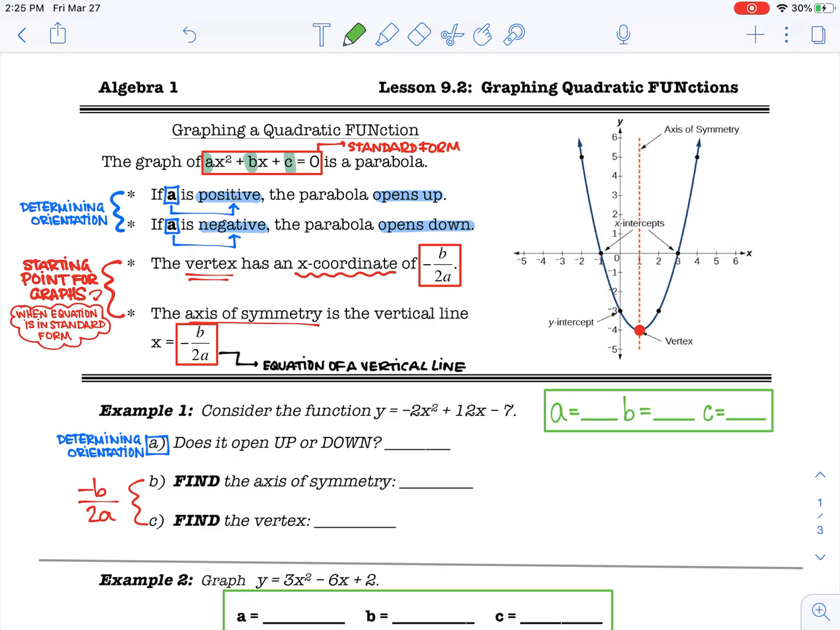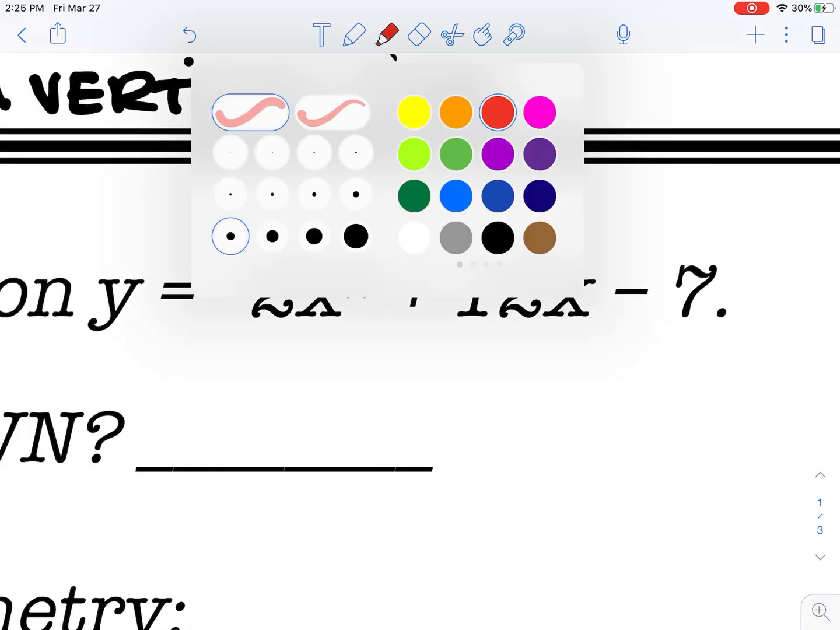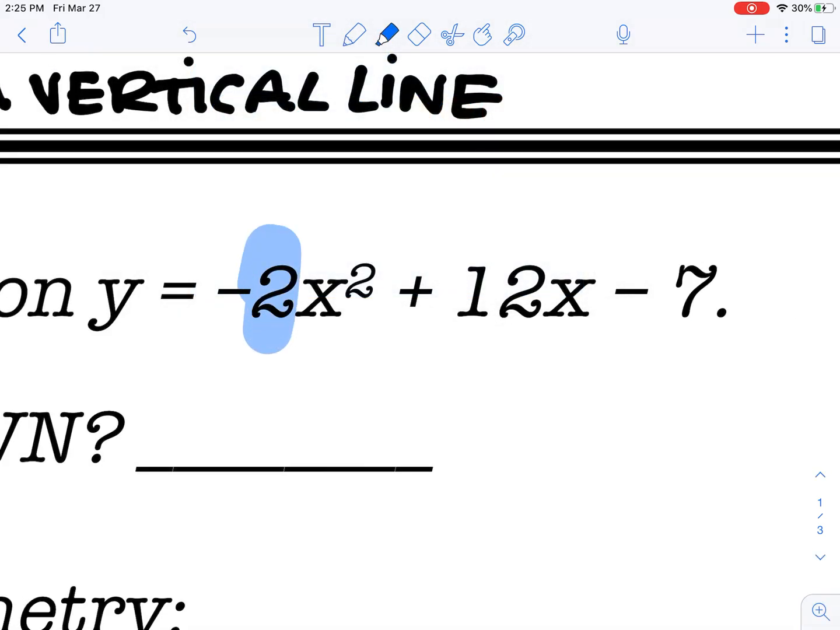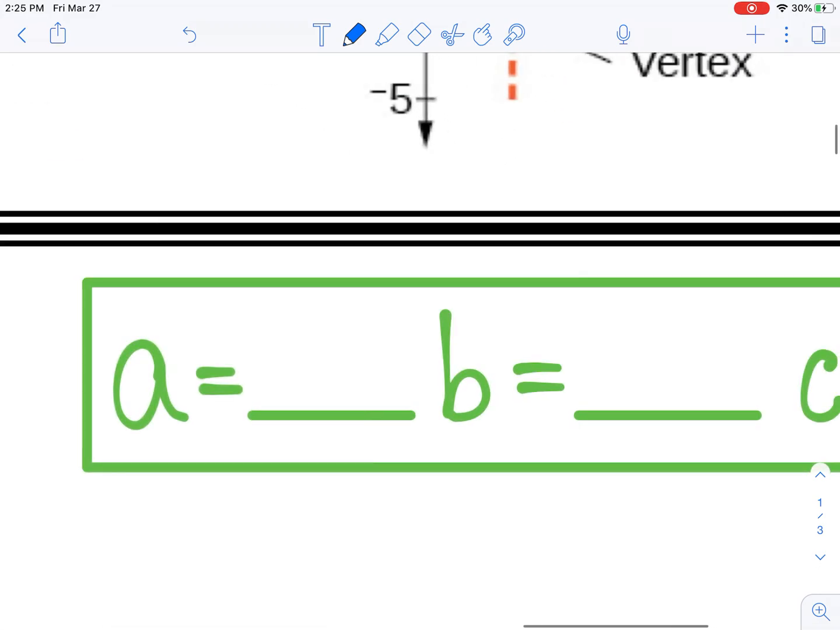It doesn't hurt to list somewhere the values of A, B, and C. So now let's look at that here. They are our coefficients. It is only the number, not the actual variable. A is always the number that sits in front of your x squared. So for this particular case, A is -2.